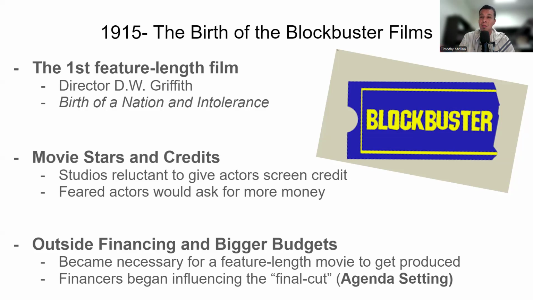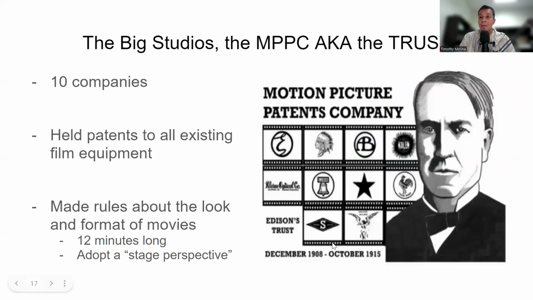Movie stars were not necessarily given credit on screen because studios were quite reluctant to do that, given that they thought actors would ask for more money if they were given screen credit. And outside financing became a huge deal for bigger budgets, bigger films. And so, in this era here, in the blockbuster film era, you started to see new financing options come available, particularly for those that were doing quite well in the acting scene, which we'll talk about here in a second.